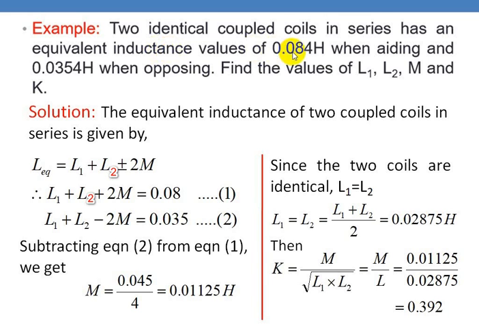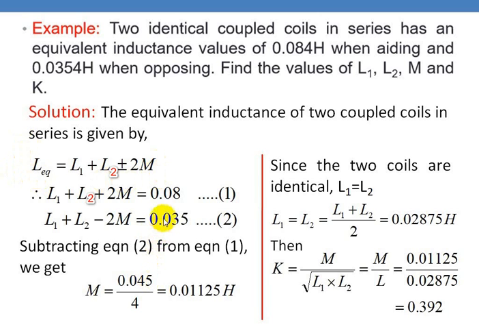So aiding connection, the value is given as 0.084 Henry. That is L1 plus L2 plus 2M. This value is given as 0.084 Henry. And whereas opposing connection, L1 plus L2 minus 2M. So this is given as 0.035. So now equate this to 0.084 and this to 0.035. And this is the general equation for equivalent inductance of coupled coils connected in series.